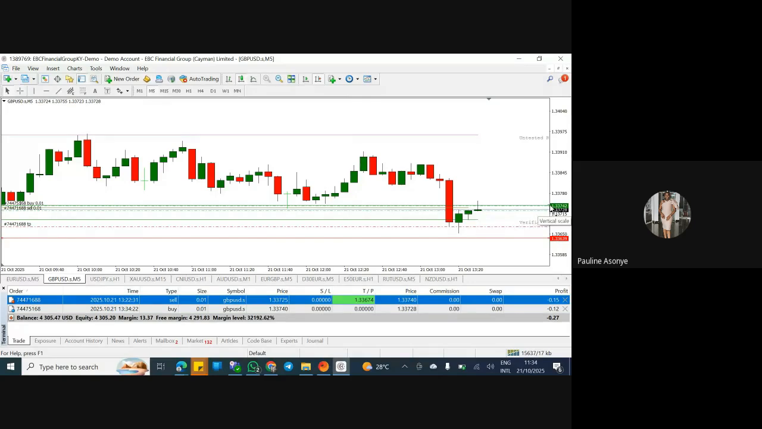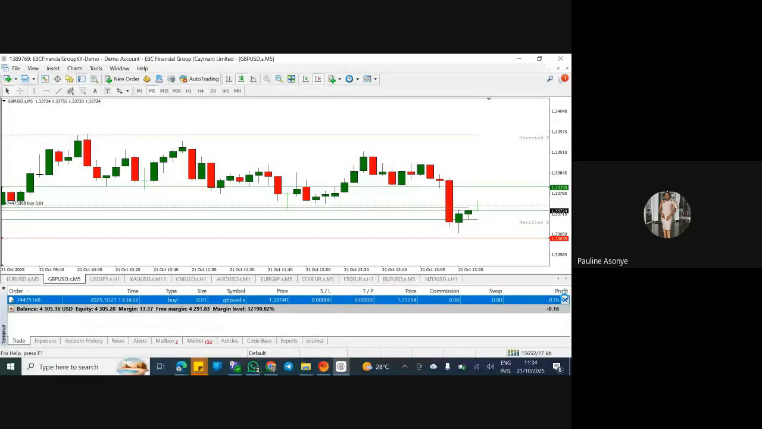So let me remove this line. This is our horizontal line. Let me take it out. You see our new buy is here. Are you seeing it? Let me close this sell. Let me close this sell so that we have just one trade in the market so that it doesn't confuse us. You can see this is our buy.